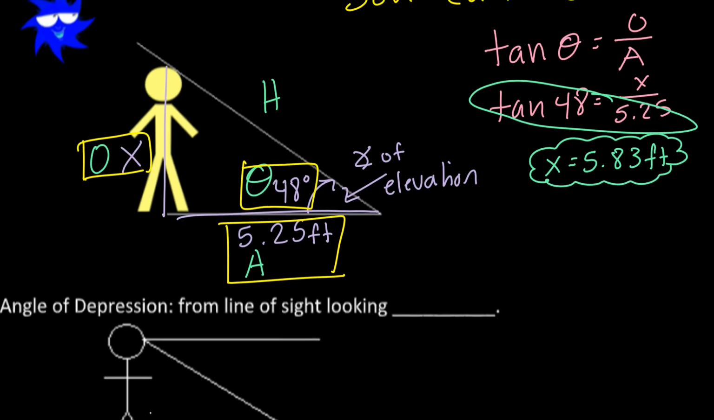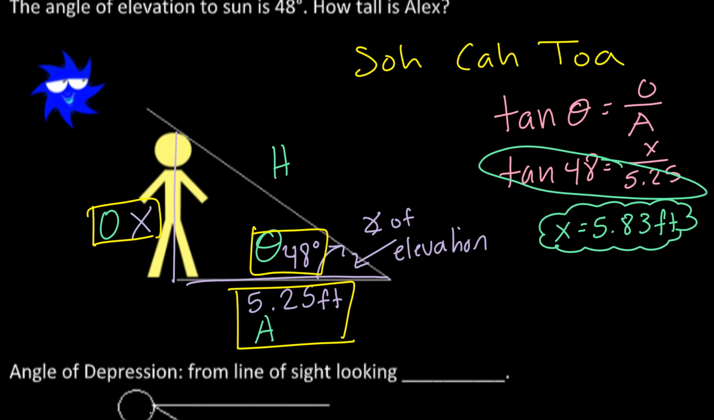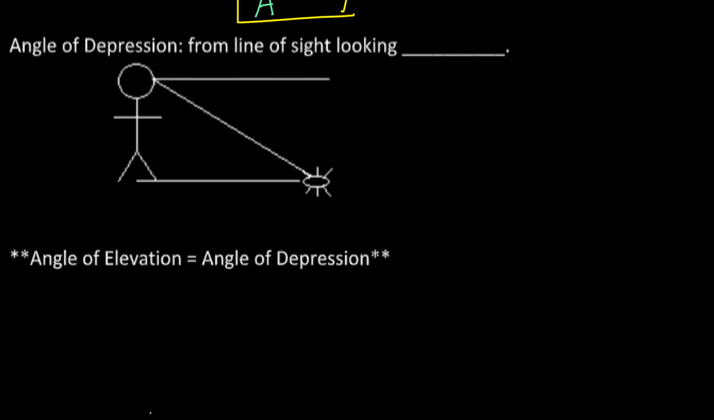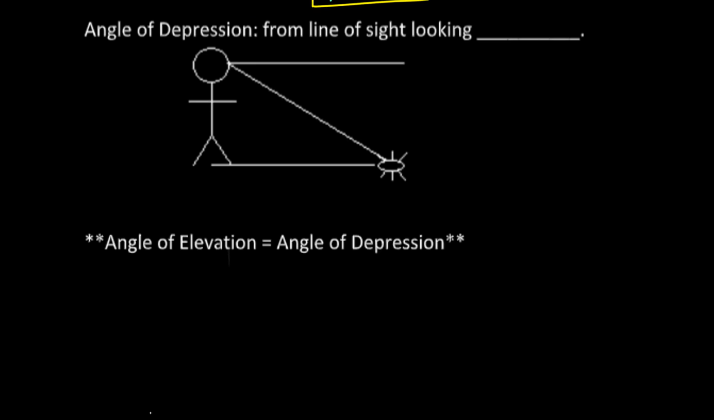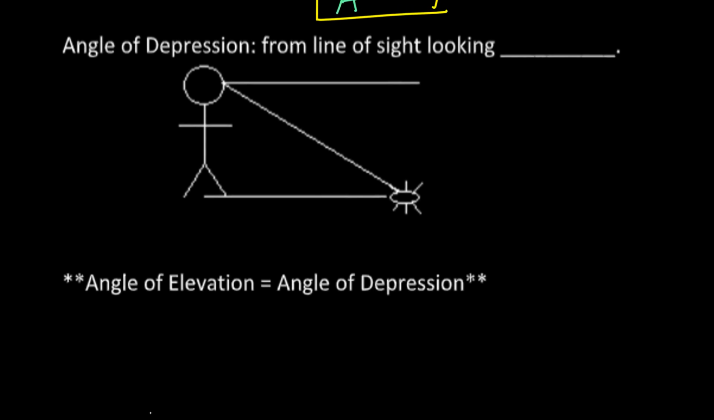Now, are there any questions on this problem? Are we still confused by where the angle of elevation is? It's just you start at the line of sight and you go up, right? You're elevating. You go upwards from the line of sight. Now, where do you think the angle of depression is going to go? Down, right? To depress means to go downwards. So it's from line of sight looking down.